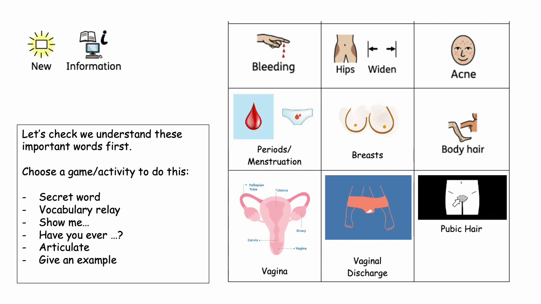Bleeding, hips widen, acne, periods, menstruation, breasts, body hair, vagina, and you can see there are some different words labelled on there as well, vaginal discharge, pubic hair.